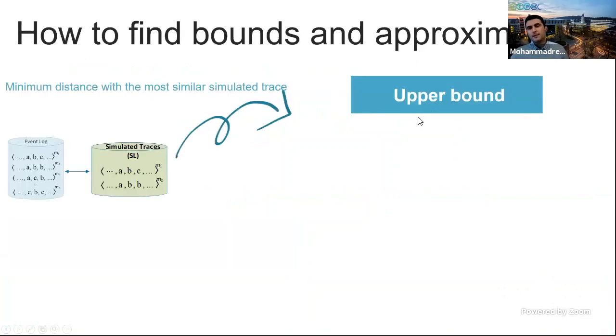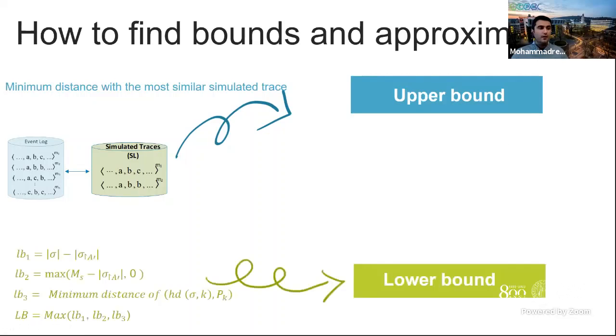Now I want to explain how we will find bounds and approximation for the alignment cost. As I explained, if we use a subset of model behaviors as a model, we could return an upper bound for the alignment cost. For the lower bound, we could use different methods.